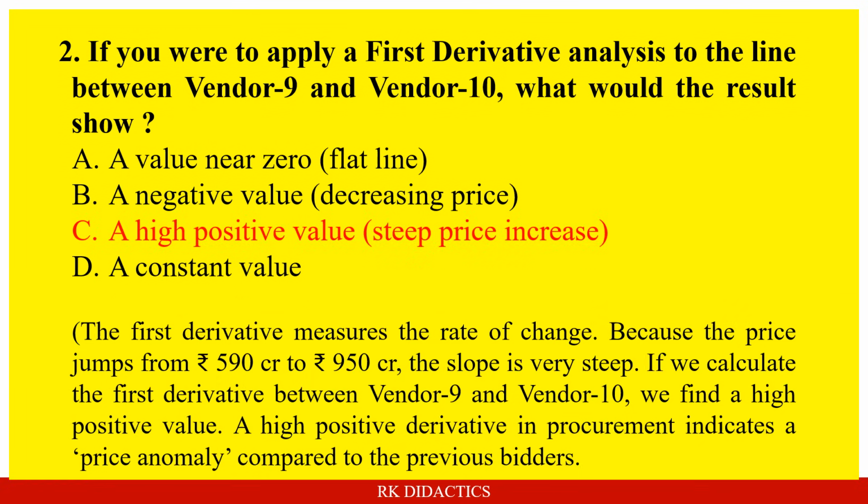The answer is a high positive value, which means a steep price increase. First derivative measures the rate of change. Here the price increases from 590 crore to 950 crore and the slope is very steep. If we calculate the first derivative between vendor 9 and vendor 10, we get a high positive value. And a high positive derivative in procurement indicates a price anomaly compared to the previous bidders. So there is a steep increase from vendor 9 to vendor 10.